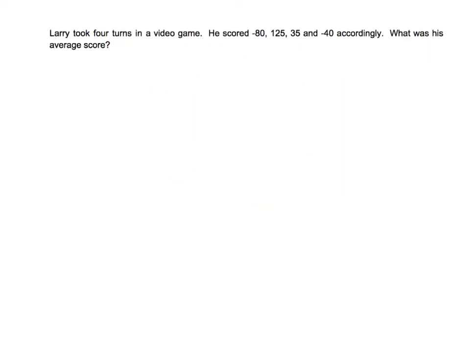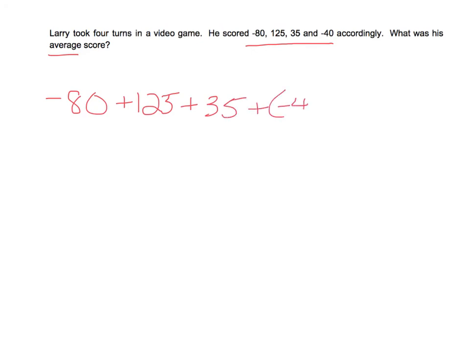For this one, Larry took 4 turns in a video game. He scored negative 80, 125, 35, and negative 40 accordingly. What was his average score? So to find the average, we're going to take all 4 values and we are going to add them together. Again, I like to put the negative 40 in parentheses just to keep things in order, but you don't have to. Then we're going to divide that by 4.